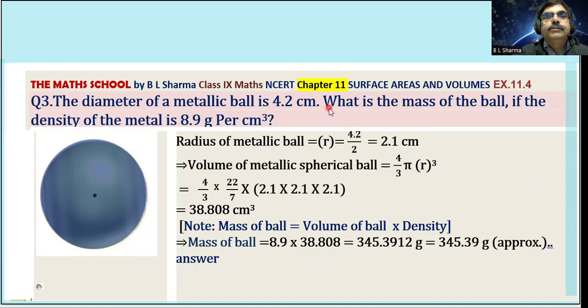So the mass of the metallic ball having diameter 4.2 centimeter, where the density given is 8.9 gram per centimeter cube, will be 345.39 gram approximately, and this is the answer of this question.